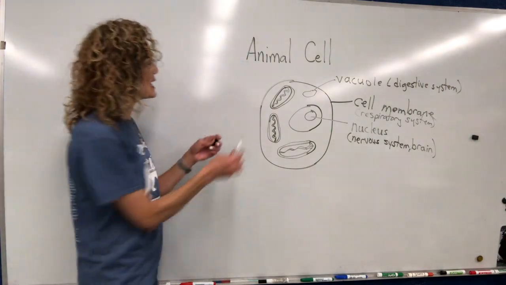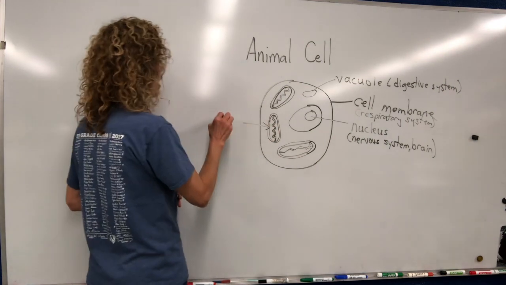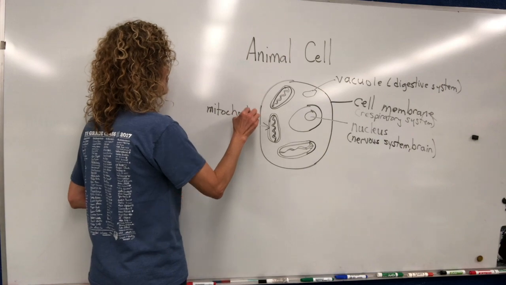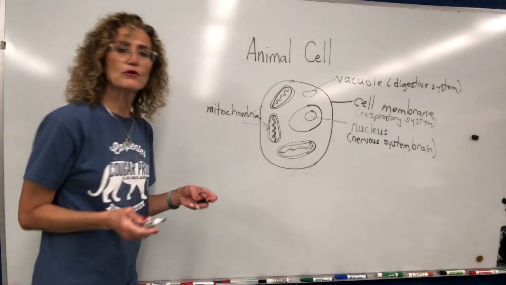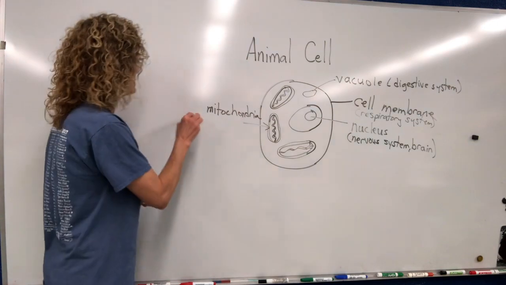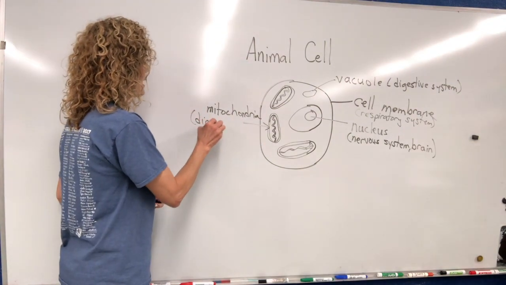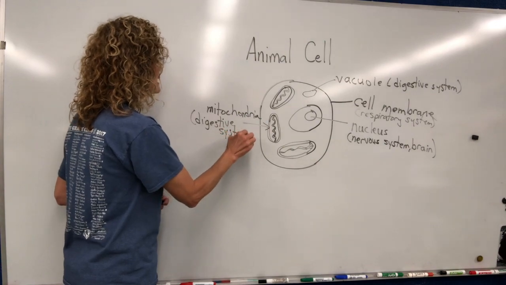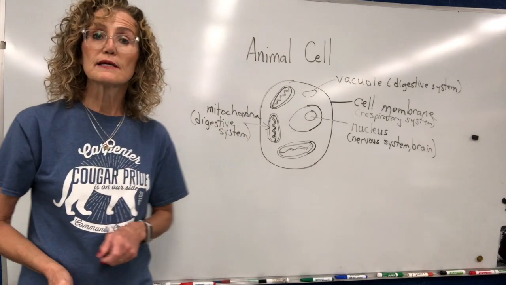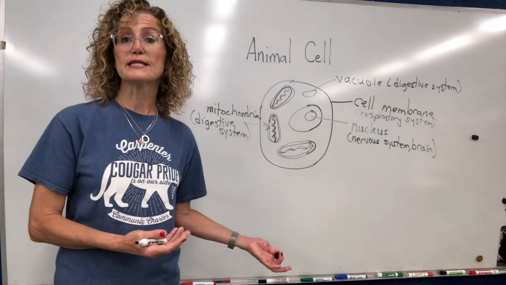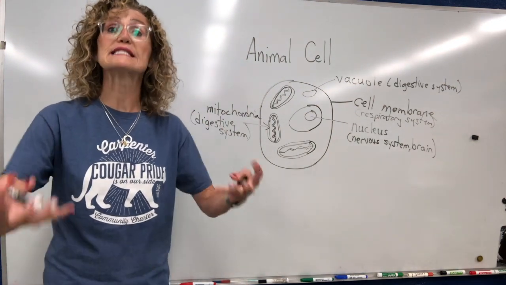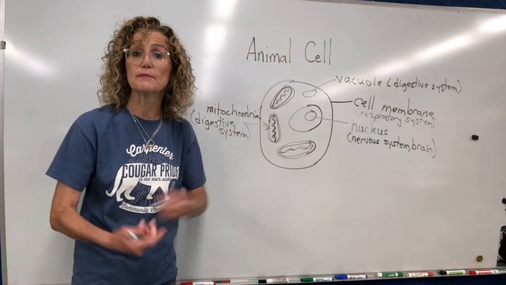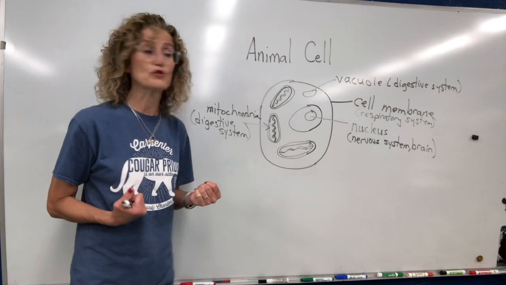All right, these are the mitochondria. And the mitochondria is like the digestive system, because what the mitochondria does is it takes the nutrients that go into your cell and breaks them apart and gets the energy from them. So the mitochondria is like your digestive system getting energy from nutrients.